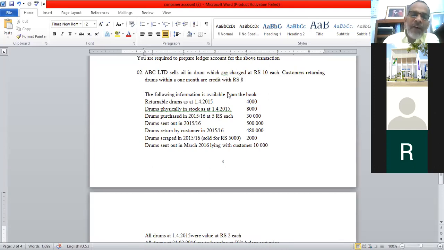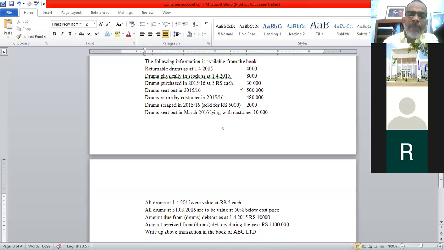Okay, the following information is available from their books. Drums, look here, drums means container. Returnable container as at 1/4/2015, 4,000 containers. Returnable container means we have given them, the date is not finished, and they still have them. Say for example, I am giving 1 month. After sending, 2 weeks later, my accounting period comes, 31st March.